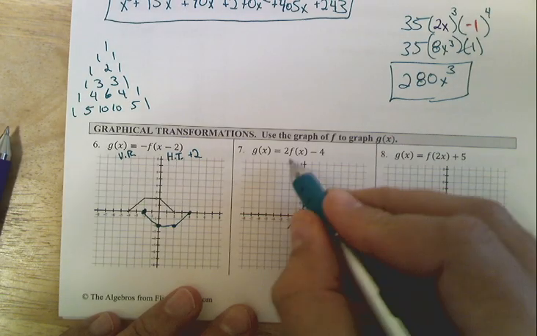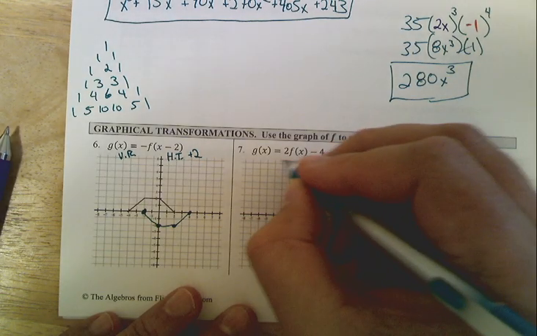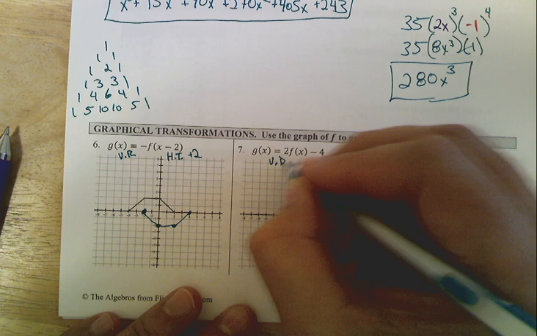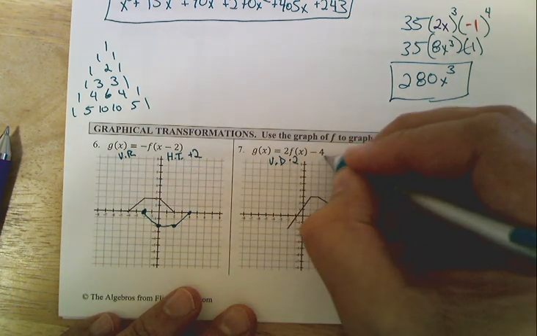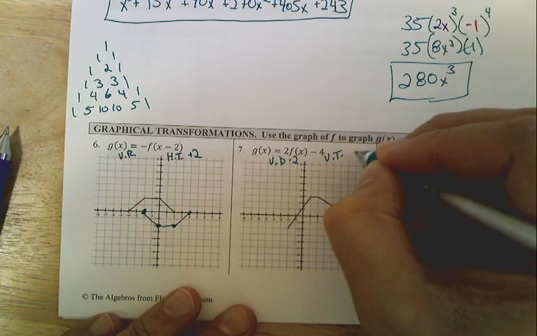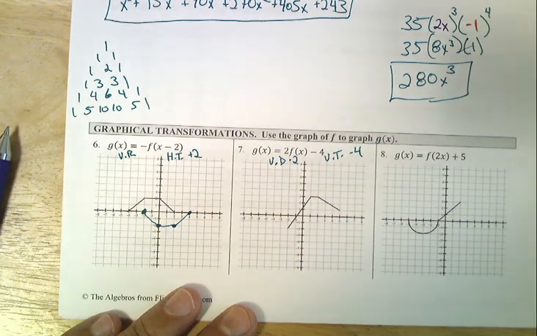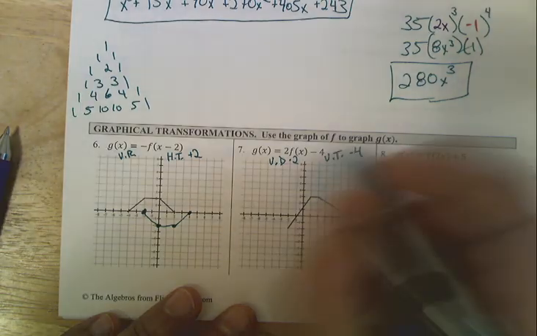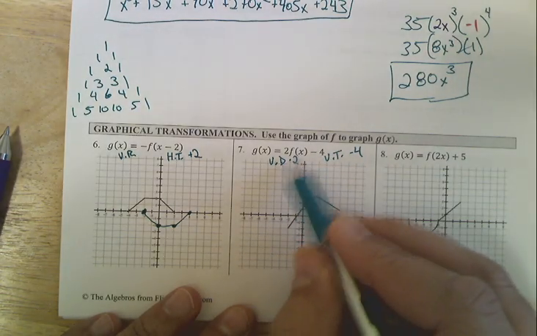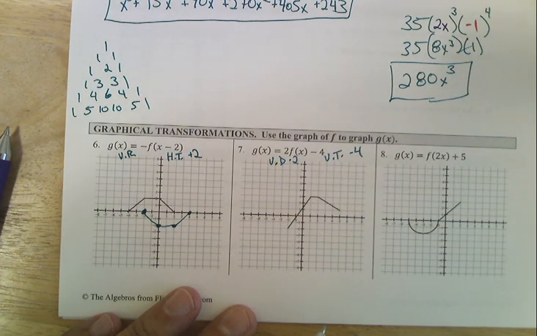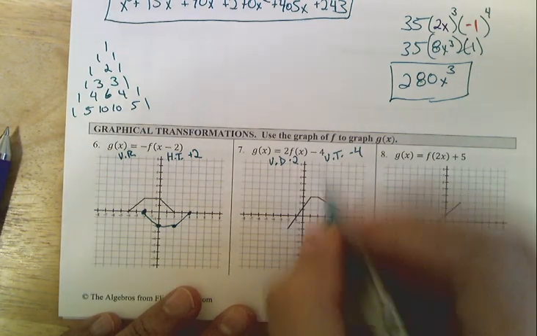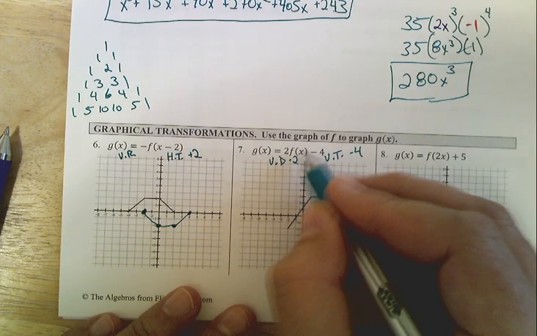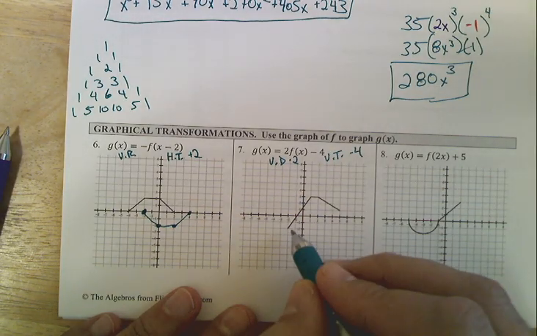Okay, next up, this one. So this is a vertical dilation, so we're going to multiply all our y values by 2. And this is a vertical translation, so we're going to subtract 4 from all our y values. And because this is on the outside, PEMDAS is normal, so we'll do the multiplication first and then the subtraction. The x values don't change at all, so the x values will stay the same.